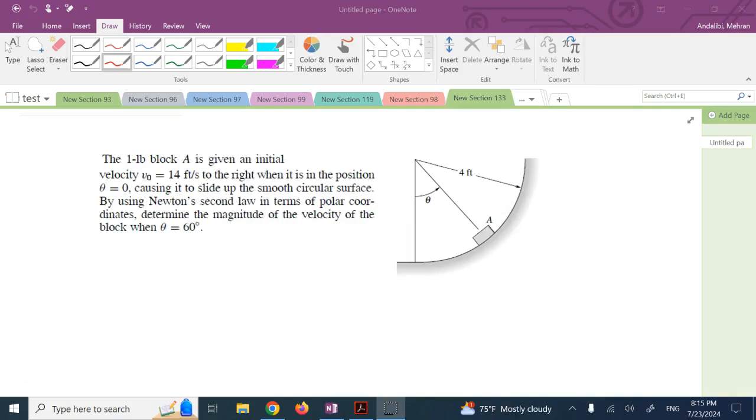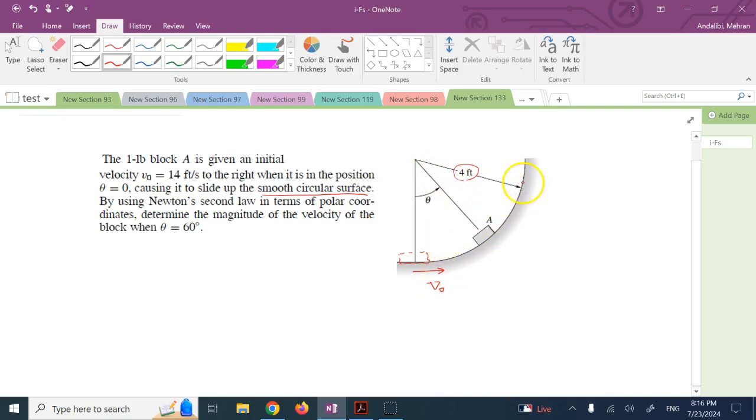The third problem is about kinetics of a particle, and here it is moving on a circular arc again with radius of 4 feet. Initially, when the angle theta is 0, where it's right down here, you give it an initial kick to the right, an initial V naught of 14 feet per second, and it causes it to go up. And here the surface is smooth, so there is no friction. It goes up, and how far it goes, that's not what this question is asking.